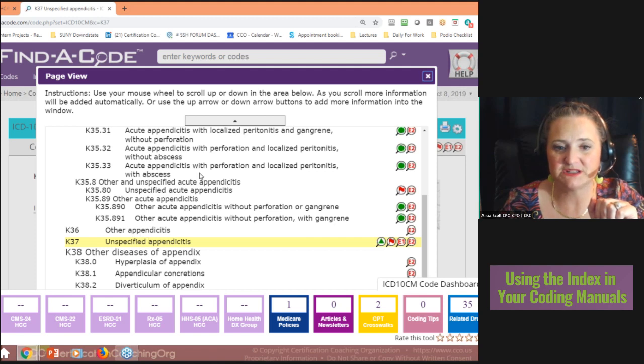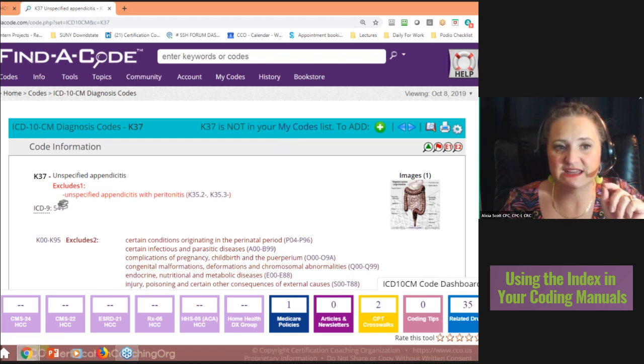It could be acute appendicitis with perforation or localized peritonitis with abscess, unspecified acute appendicitis, K35.80, right? And other, or just unspecified. Okay. We want to stay away from unspecified if we can, but quite honestly, if it just states appendicitis, that's all we have to go by, and the code is K37. But chances are it's going to be K35.80. Most people have acute appendicitis, but anyway, that's how you look it up in the index.